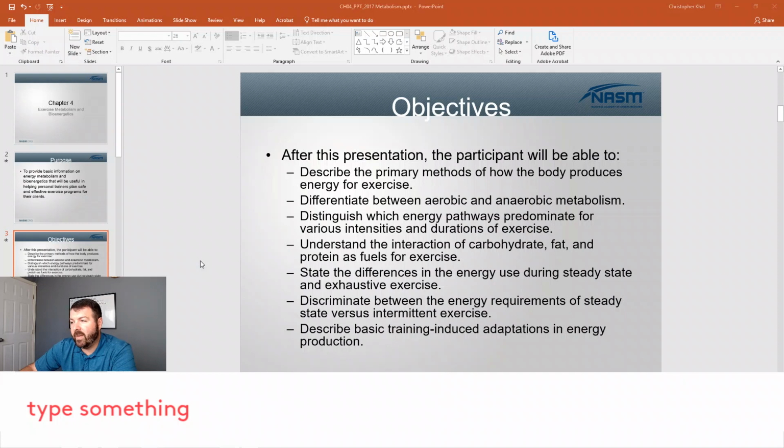Objectives, okay, we're going to describe the primary method of how the body produces energy, and differentiate between aerobic and anaerobic metabolisms. I'm going to go a little bit into the pathways. I'm not going to get really in depth on the Krebs cycle, because that may be a little too much for this course. Maybe I might add in a little video for you to watch on there.